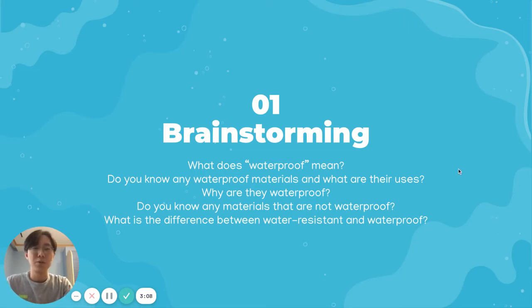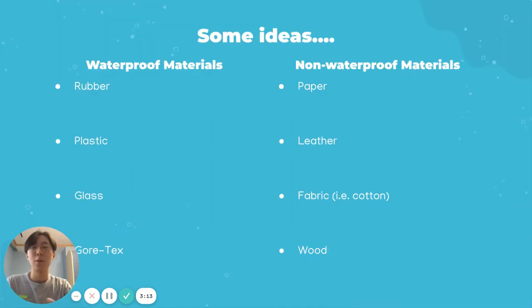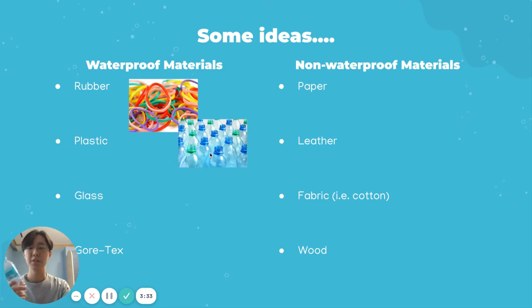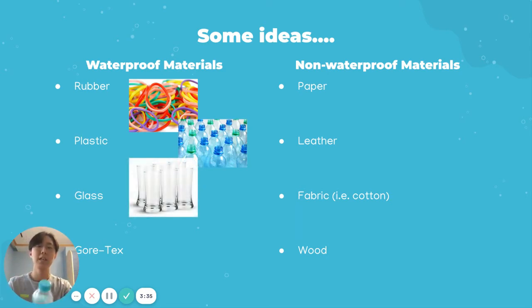Now we'll move on to the official brainstorming. I've come up with a few ideas for you: waterproof materials and non-waterproof materials. Some examples of waterproof materials might be rubber that we see in rubber bands, like in this picture. Plastic in our plastic water bottles, and then glass. We see glass in our devices, on our iPads and on our computers.